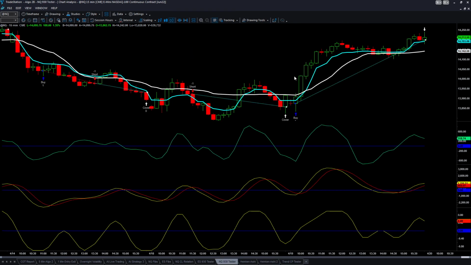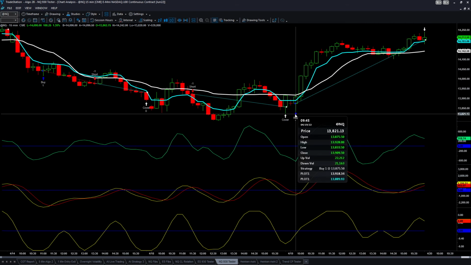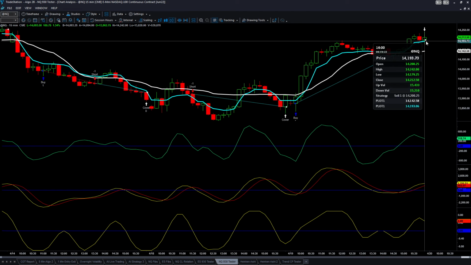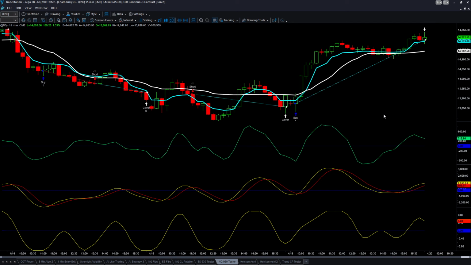Now, the one strategy that caught a 325 point move was this bad boy right here. This fired a long signal at 9:45 in the morning to go in at 13,875, and it didn't close till 4:00 at the closing bell at 14,200. So now you guys do the math. 14,200 minus 13,875. That's a 325 point move off of this one strategy alone right there.